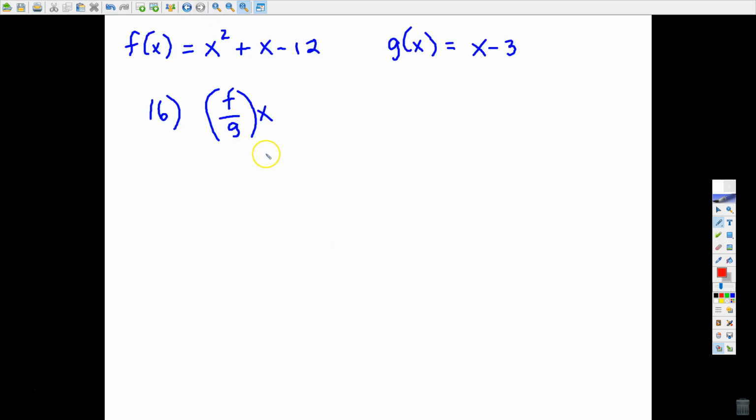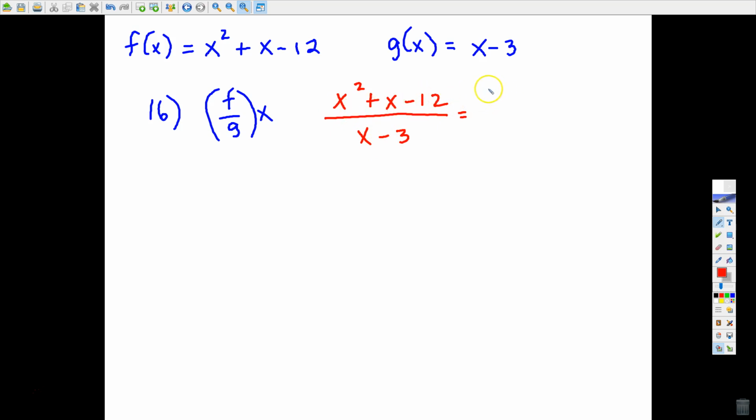Okay, got one more for you. This is number 16. Given these two functions, the f and the g, what do we have if we divide those? So let's take the f function as the numerator, x squared plus x minus 12, and the g function will be in the denominator. We mentioned this in class, so just a reminder, always be looking out for opportunities to factor and cancel. We can factor this numerator.